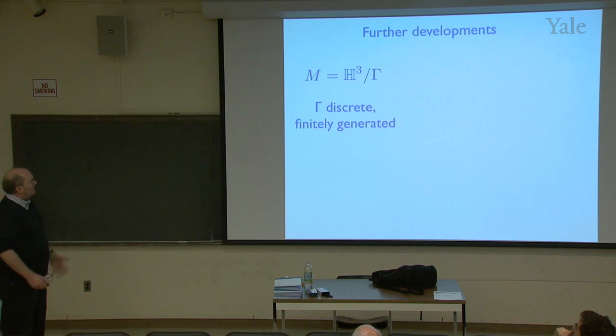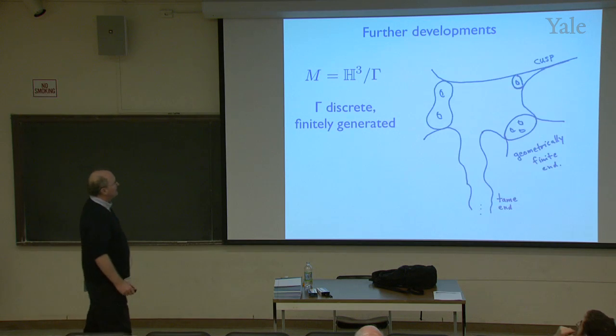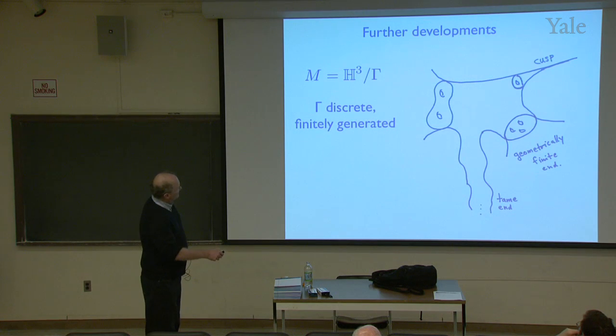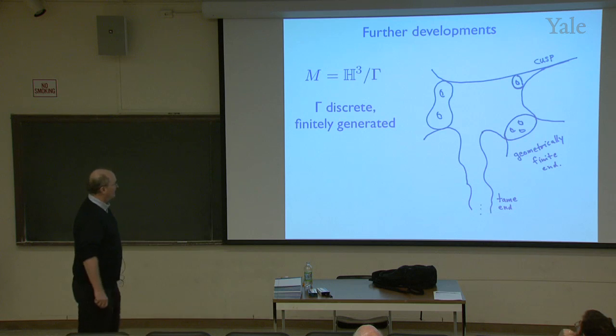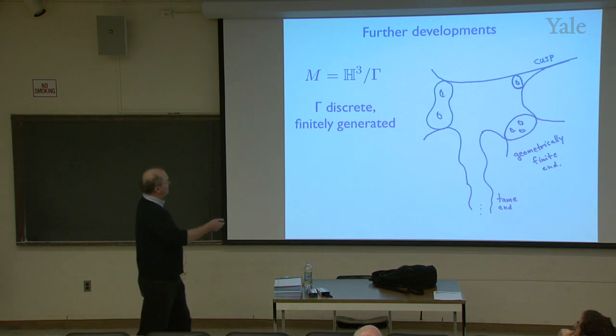And such an object, the quotient 3-manifold, might look something like this. It might have a cusp. It might have some infinite volume flaring ends that are cut off by surfaces. It might have some weird ends that hopefully look like the product of a surface with an interval. That's what the quotient manifold looks like.